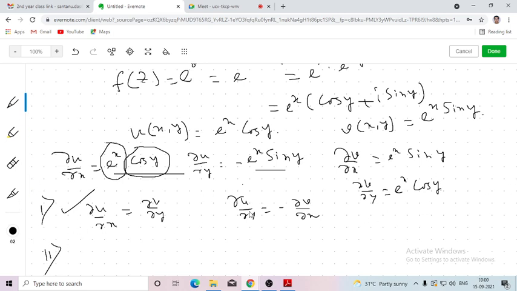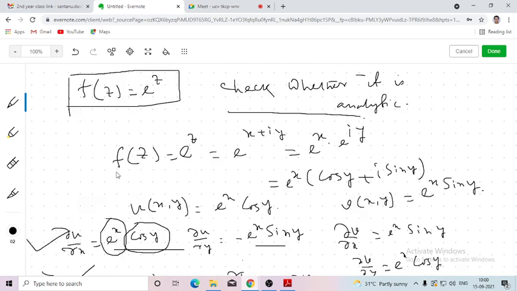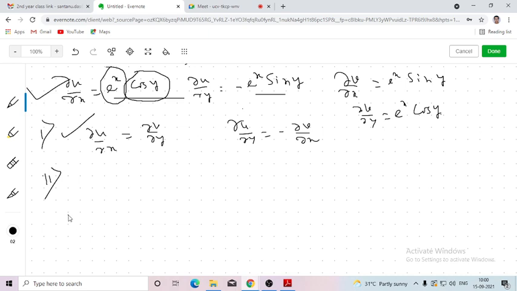So this is satisfying the Cauchy-Riemann equations, and all the 4 partial derivatives are continuous. By combining these two, we can conclude that the function e to the power z is analytic for any arbitrary value of z. That means it is an entire function. Was that clear? Yes, sir. Okay.